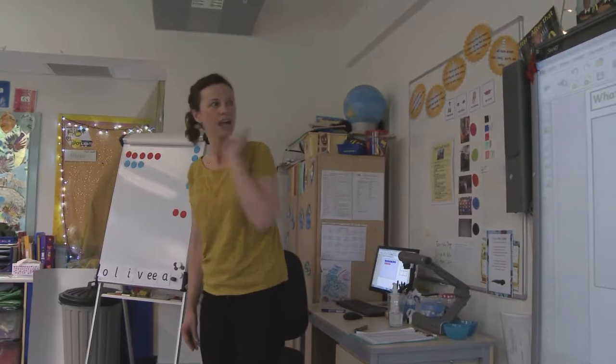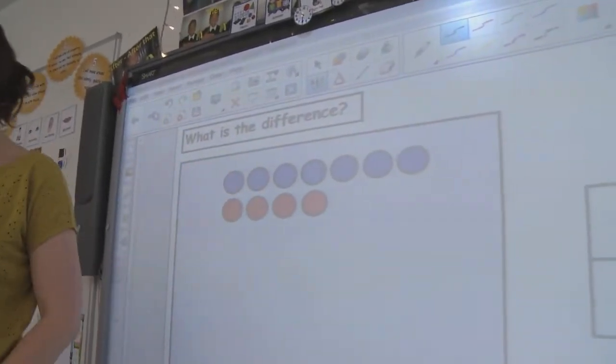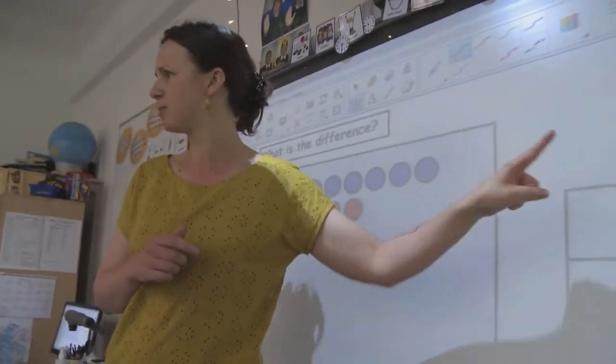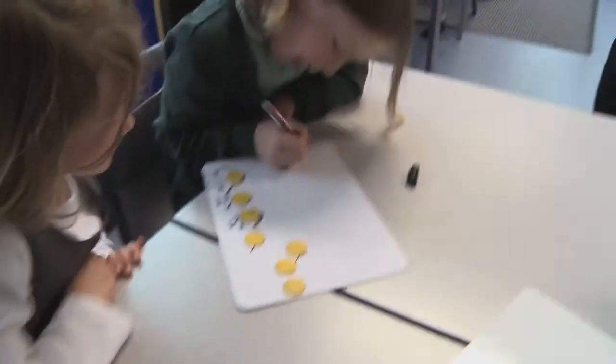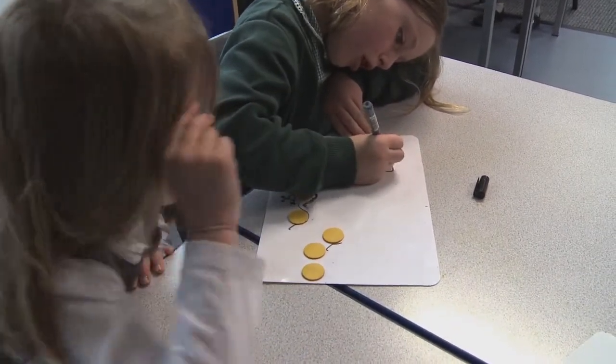Good girl, it is. And I would like you all to now represent that on a part whole. Show me that 3 is the difference between 7 and 4. So pen back to the other person. And can you change this into a part whole, please? Hurry up.